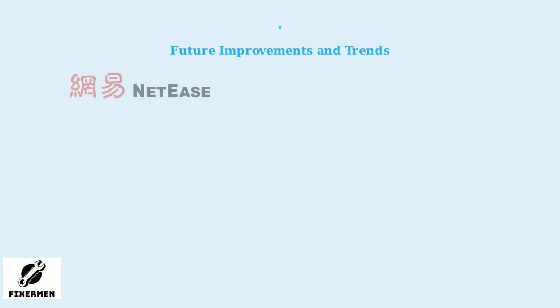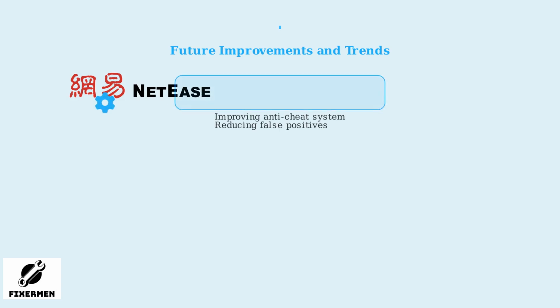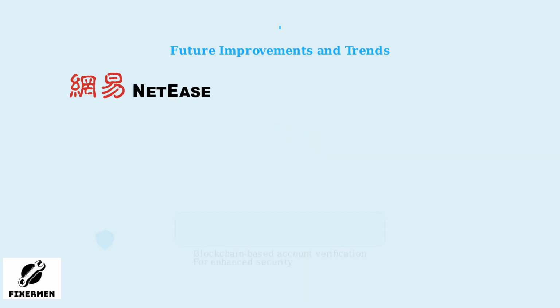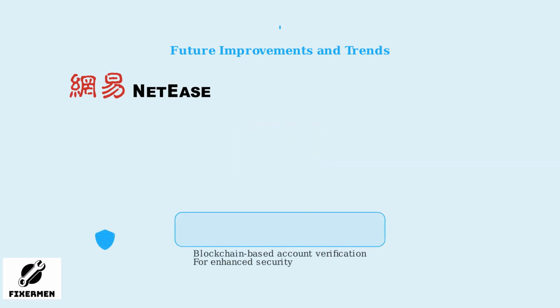NetEase is actively working to improve its anti-cheat system and reduce false positives in Marvel Rivals. This includes refining detection algorithms to minimize incorrect bans while maintaining fair play. Future updates planned by NetEase may include improved appeal dashboards that make it easier for players to submit and track their cases. Additionally, community voting on bans could allow verified players to review and provide input on disputed restrictions. A potential future solution is blockchain-based account verification, which could provide decentralized and tamper-proof authentication to enhance security and prevent unauthorized access or cheating attempts.